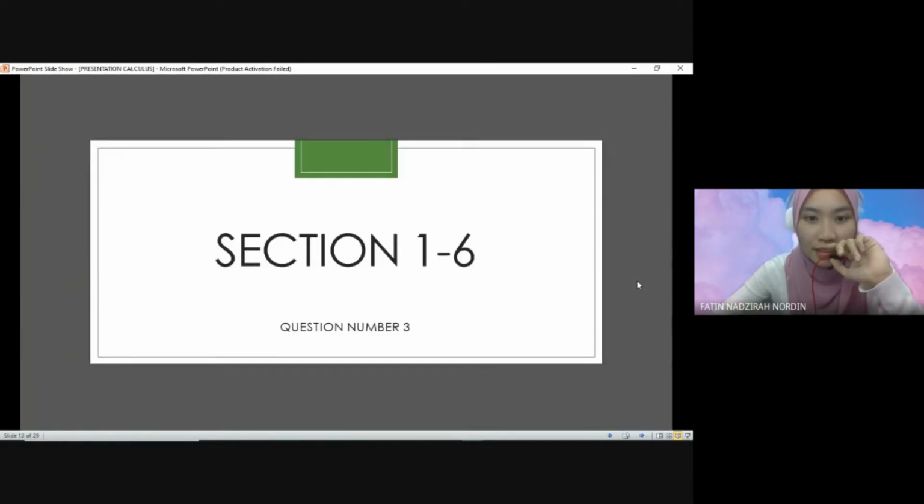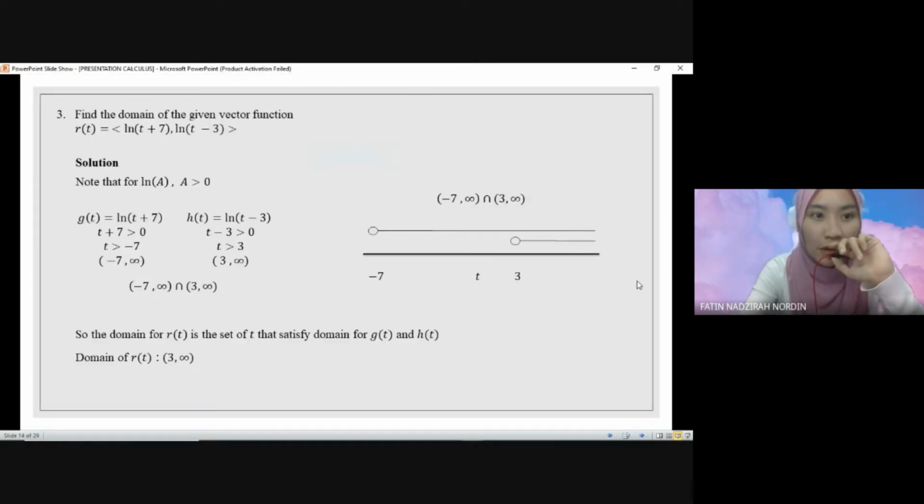Next, I will explain the solution for 1.6. The question is find the domain of the given vector r(t) equal to (ln(t plus 7), ln(t minus 3)). So the solution is, bear in mind that for ln a, a must be larger than 0. So in this case, we will solve two parts: the first part is ln(t plus 7) and the second part is ln(t minus 3).